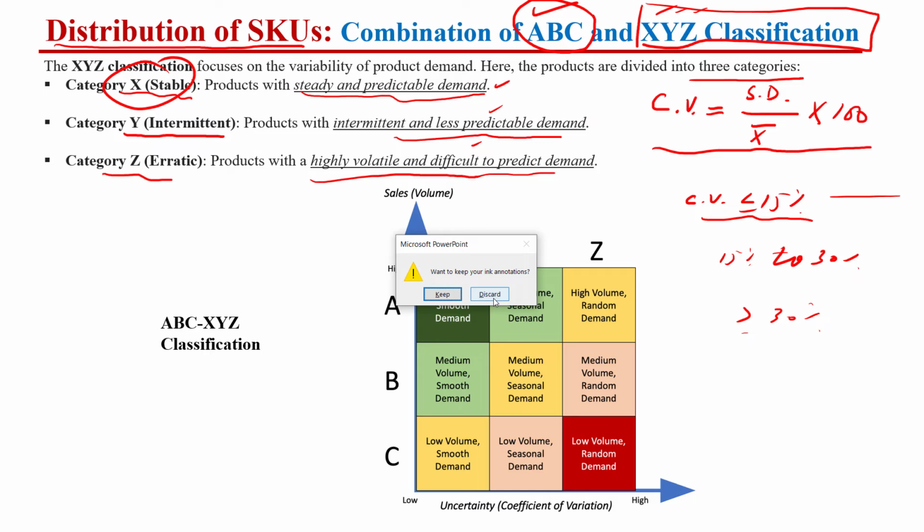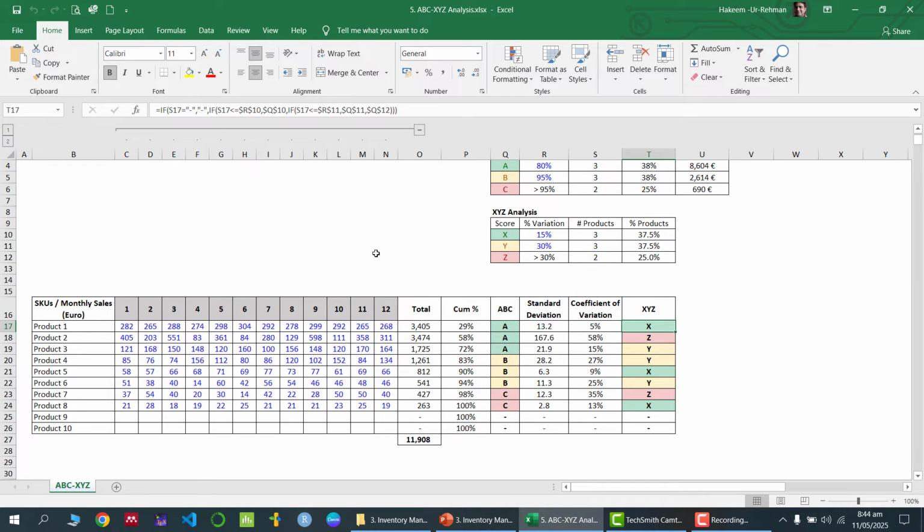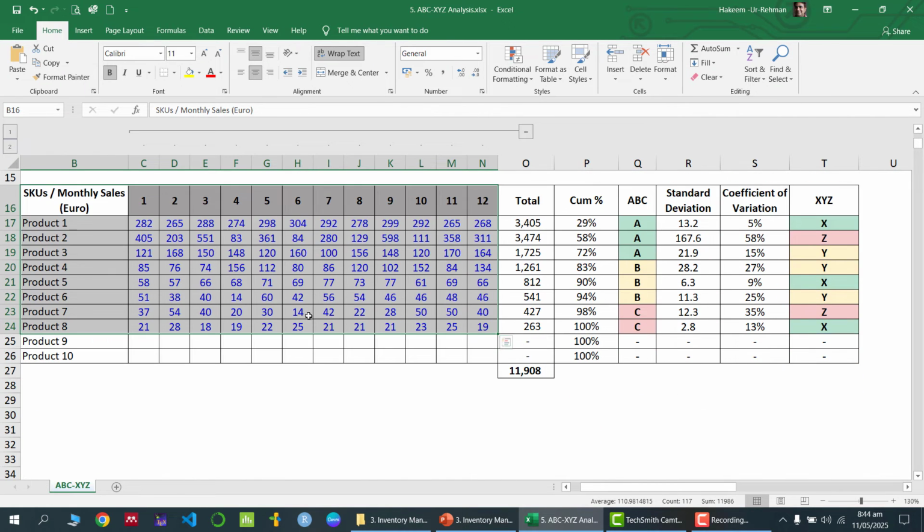So for that, let's see the example. This is the Excel file we have, and this is the data set. As you can see, I have taken 8 products, and this is the monthly sales we have in euros. For product one, we have the monthly sales in month one, month two, and month three. In order to apply the XYZ classification, we are going to find out the coefficient of variation for product one.